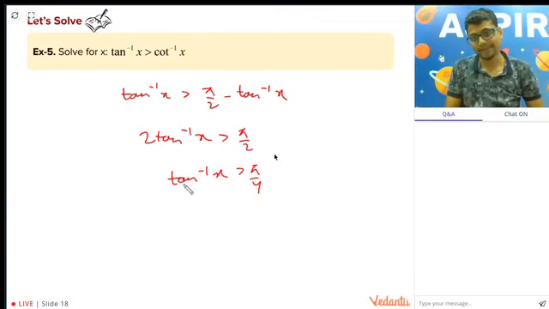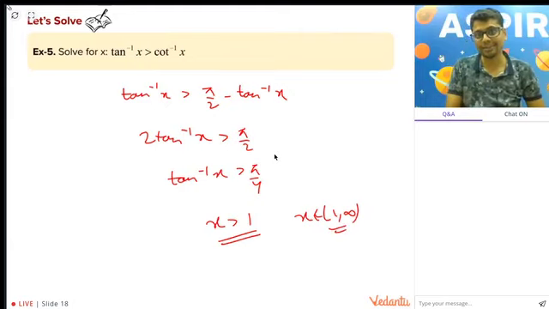And tan inverse x greater than pi by 4 means what? x greater than 1. So that means x belongs to 1 to infinity, because tan inverse x is increasing, right?